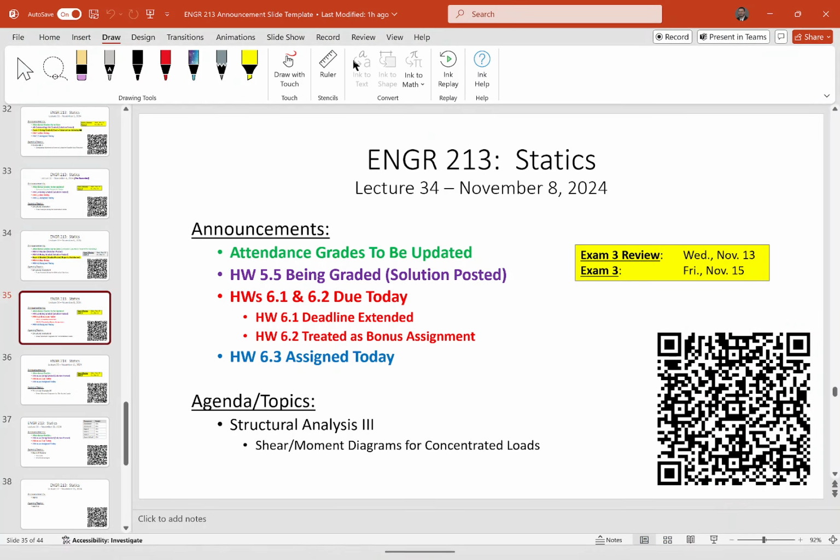All right, everybody, let's get started. How did the revisit of truss analysis go? Was that a valuable exercise on Wednesday? Everybody feels comfortable with trusses, hopefully. A little bit of Blackboard logistics.